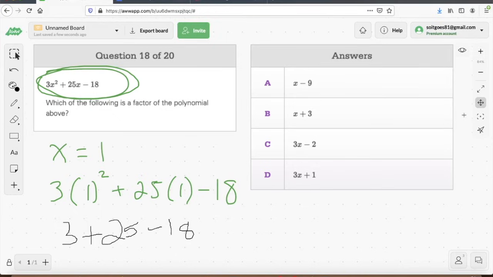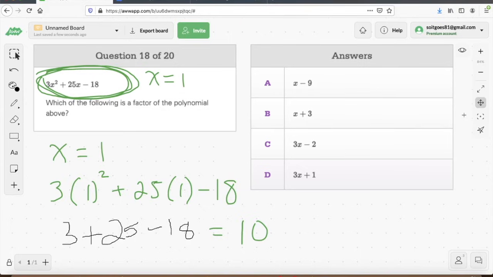So that's going to be 3 plus 25 is 28, minus 18 is 10. Absolutely. Okay. So when x is 1, this expression in the question is 10. Great. Now the question is, which of the following is a factor of that polynomial? But when x is 1, that expression is 10.